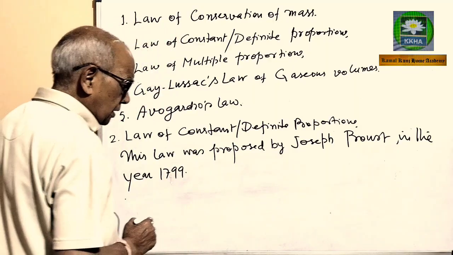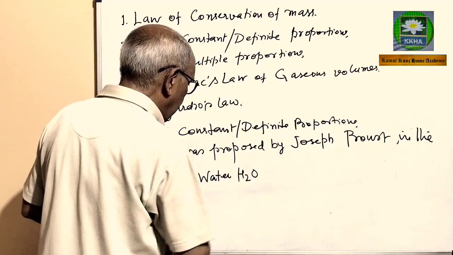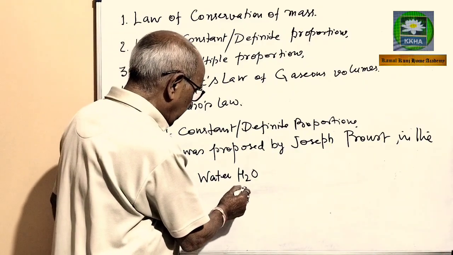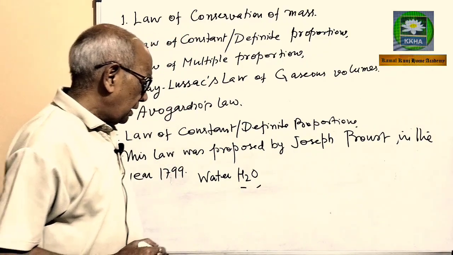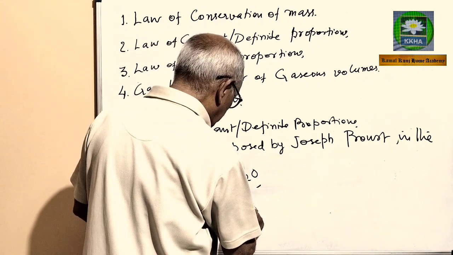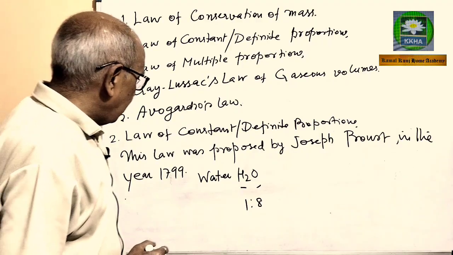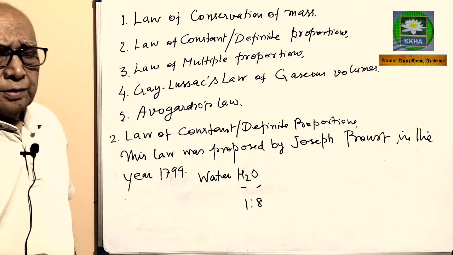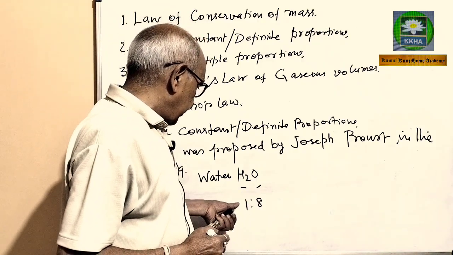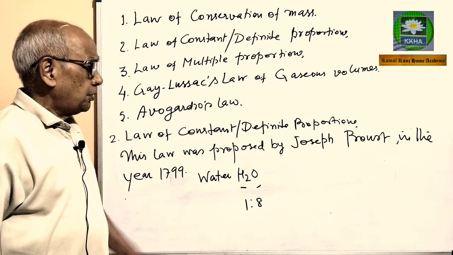For example, if you take water, that is H2O, whatever be the source or origin or amount, it will always contain hydrogen and oxygen in a fixed ratio. The ratio here will be by mass 1:8. If 1 gram is hydrogen, then 8 gram will be oxygen. Whatever be the source or amount of water, it will always contain hydrogen and oxygen in the fixed ratio, that is 1:8 by mass. So this is the law of constant or definite proportions.